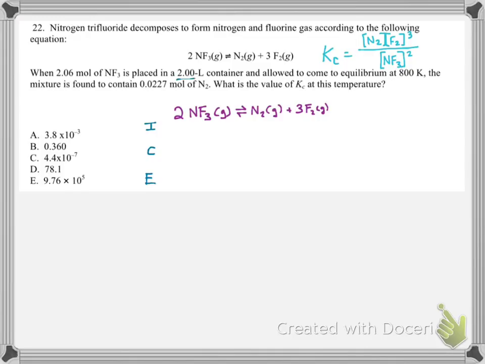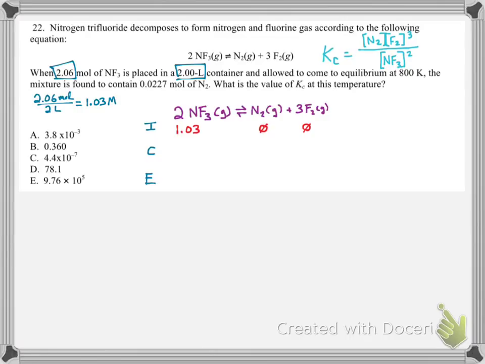So just note this is a 2-liter flask, and we're given a number of moles. So you always want to plug in either partial pressures or concentrations, not moles, into an ICE table. So let's just calculate that. So 2.06 moles of NF3 divided by 2 liters is going to be 1.03 molar. So that's what we're going to plug in for the initial concentration of NF3. We can assume, unless we're told otherwise, that we're just putting NF3 into the reaction vessel. So we can assume this is 0 and this is 0.